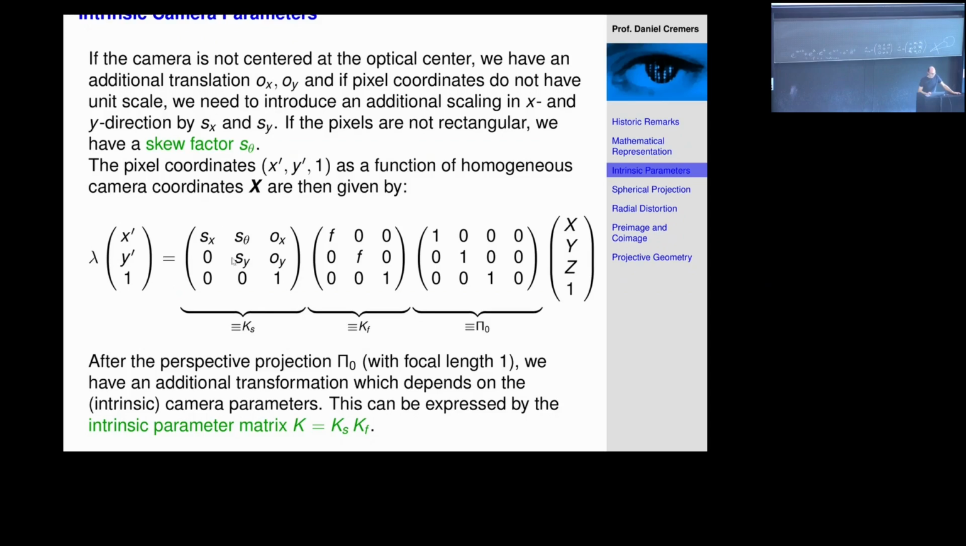There are several, and here they are. You have this focal length that rescales everything. That's part of the intrinsic parameters. But there is more, and that is what gets you to pixel coordinates, right?